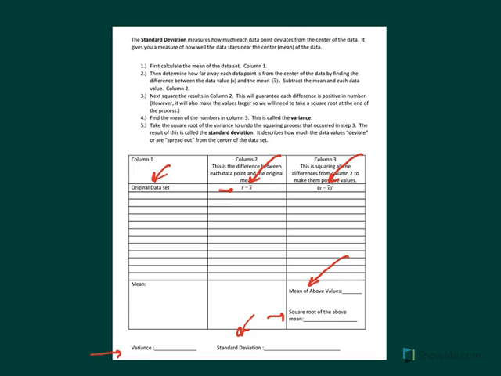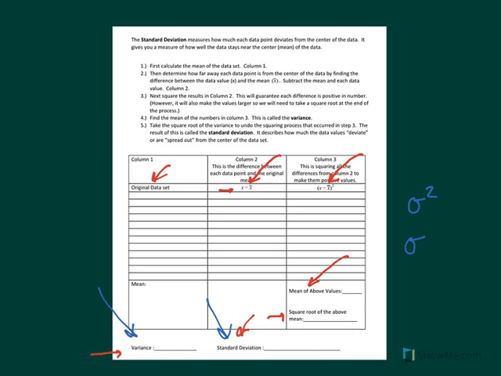IXL will ask you one of two questions. On some problems, it will ask you what is the variance, and on other problems it will ask you what is the standard deviation. So you just need to kind of watch out for which one it's asking you. The symbol that they use for variance is going to be a lowercase sigma squared, that's the variance, or sigma is the standard deviation.